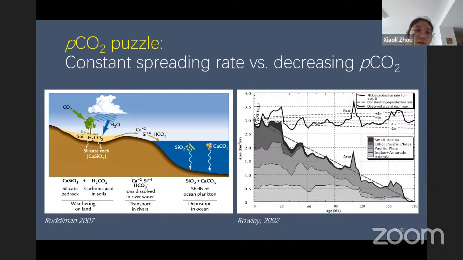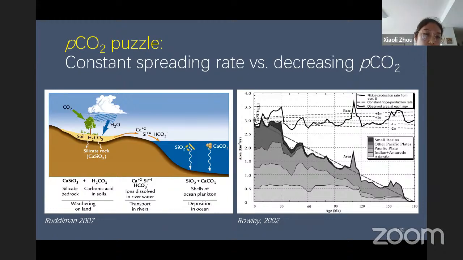Because the temperature is partly controlled by the pCO2, many people have tried to answer this question from the point of view of pCO2. So there seems to be a pCO2 puzzle or paradox, because on the multi-million year time scale, the pCO2 in the atmosphere is relatively balanced between its sources and sinks. The major source of CO2 is from the mantle degassing.